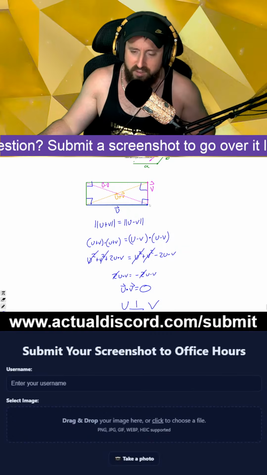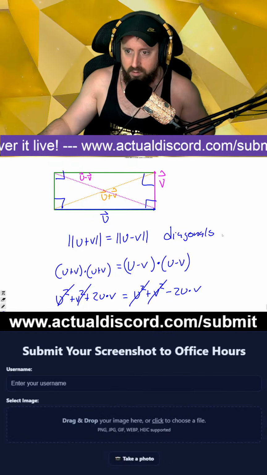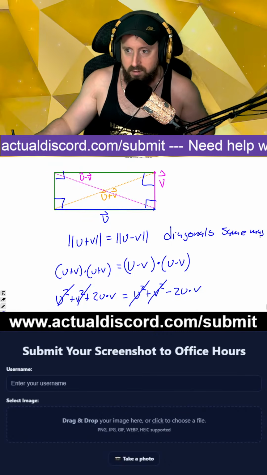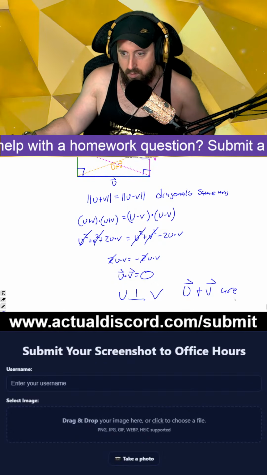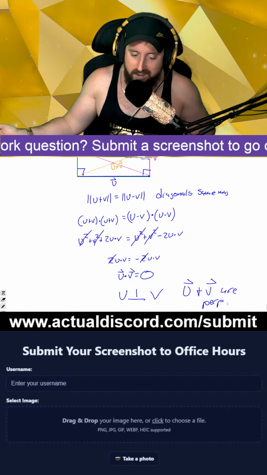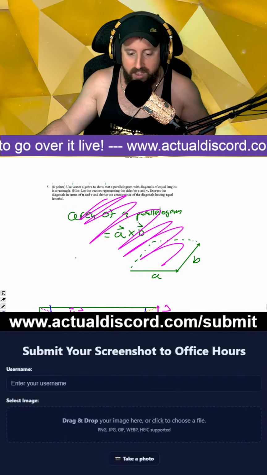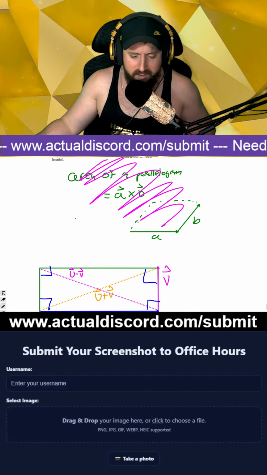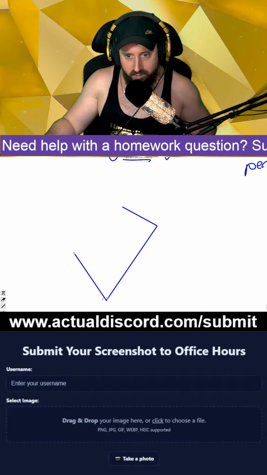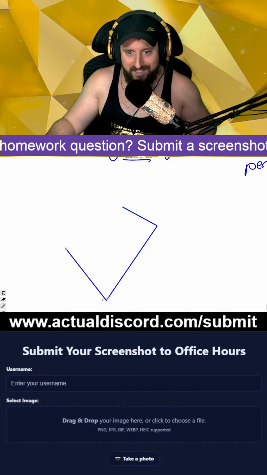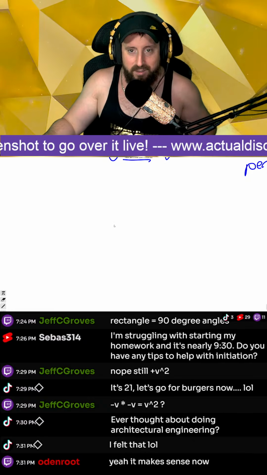Okay, Odin Root, does that make sense? So this is diagonals, same magnitude, and then this is showing that u and v are perpendicular. And if the two sides are perpendicular, you have to have a rectangle. I guess, could you have this maybe? I'm trying to think of another case where this could happen. I don't think it can, right? There's no other way to have two 90-degree angles, right? It makes sense now? Okay, cool.